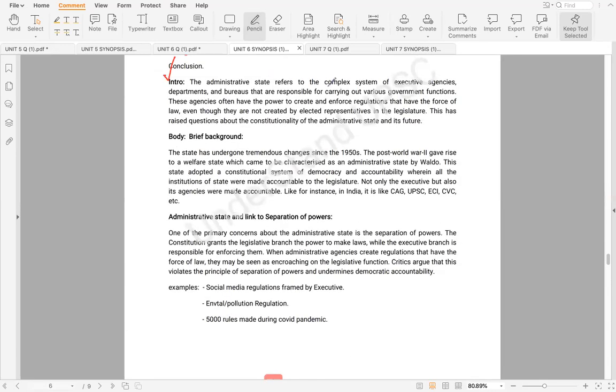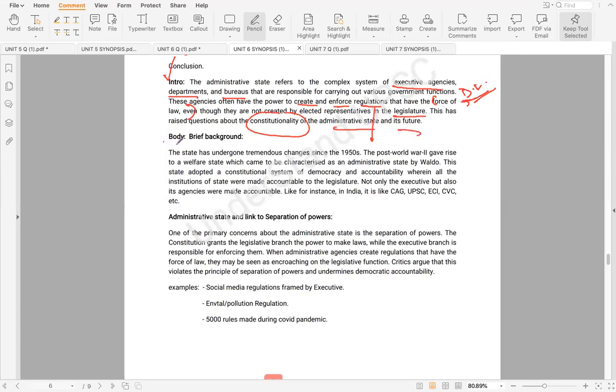Introduction: the administrative state refers to the complex system of executive agencies, departments, and bureaus that are responsible for carrying out various governmental functions. These agencies have the power to create and enforce regulations, rules, laws, bylaws, ordinances, etc., that have the force of law, even though they are not created by the elected representatives in the legislature, because of the concept of delegated legislation. This has raised questions about the constitutionality of the administrative state and its future, and then we directly hit the question.